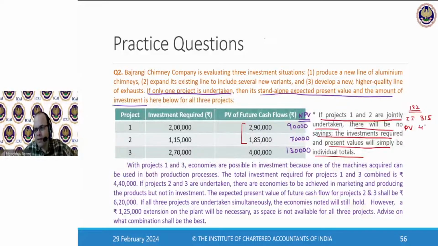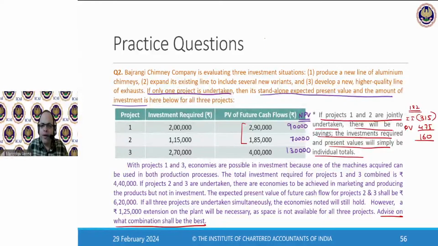475, right? So if I take 1 and 2 together, I'm talking about 1,60,000. So that means, if I understand the question, the last line of the question is: advise which combination is best. I can immediately conclude that doing only one project is not fruitful.